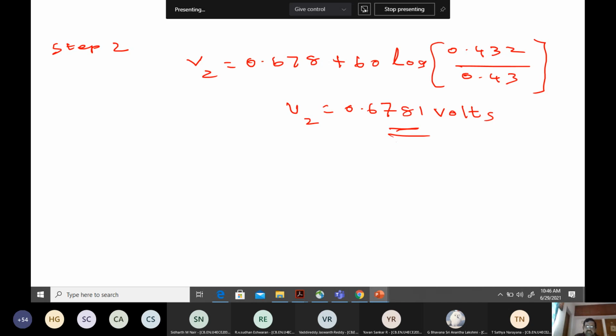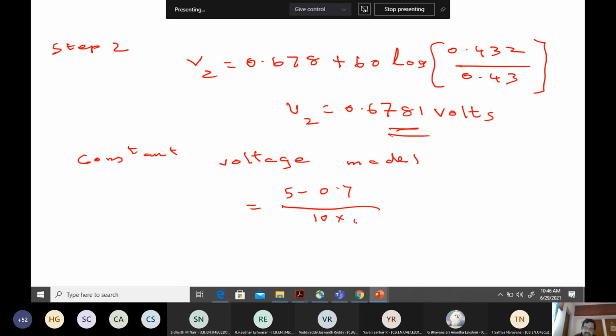Now, with this in mind, let us go back to the constant voltage drop model. Very simple. The constant voltage drop model will give me (5 minus 0.7) divided by 10 into 10 power 3. This is a constant voltage drop model. The current flowing through will be 4.3, so 0.43.